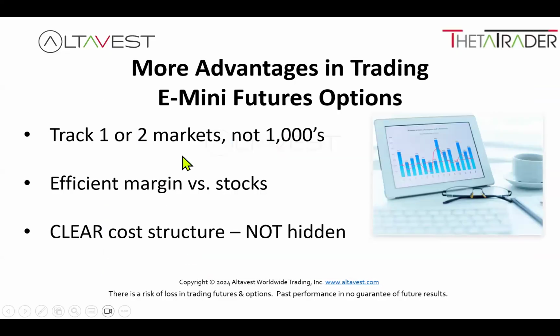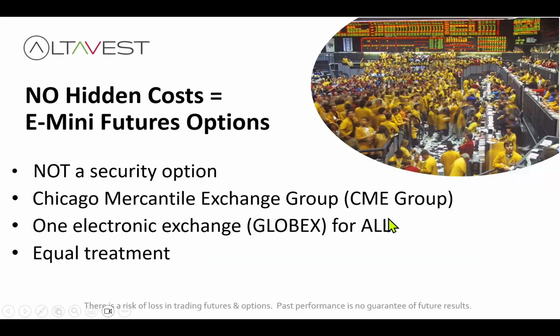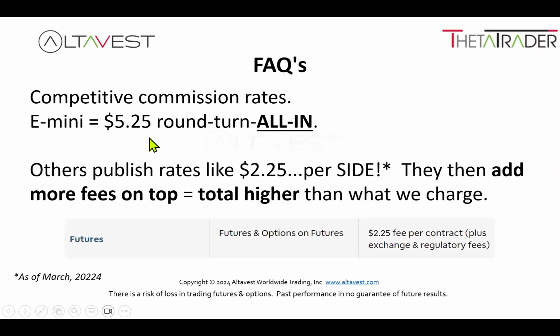So, more advantages with E-minis. Again, we're just tracking a couple different markets, not several hundred. Efficient margin, clear cost structure. There's no hidden fees. Every order is traded equally at the CME Group, the Globex electronic exchange. So there's none of that payment for order flow, or no one's selling your order or anything like that. Commissions are $5.25 round turn, all in.